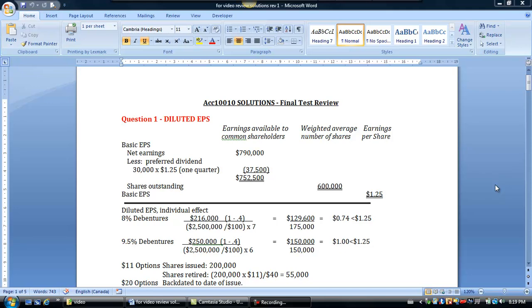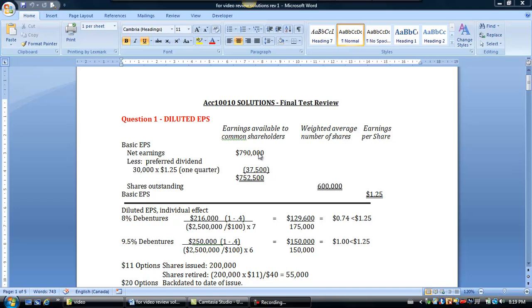So let's begin. As you know, when calculating diluted EPS, we always have to start off with our basic EPS. In this particular question, they don't give you that amount, so you're going to have to calculate it. You're going to do it the same way you did in your previous second semester course: you're going to look at your earnings available to common shareholders, divide it by your weighted average number of shares in order to calculate your earnings per share.